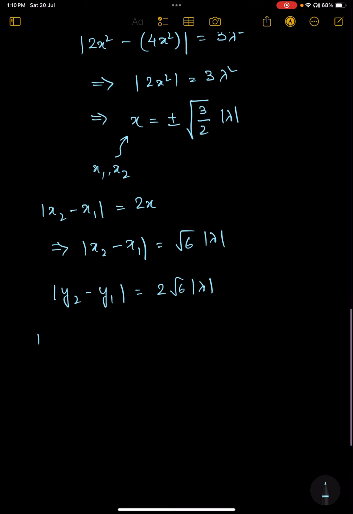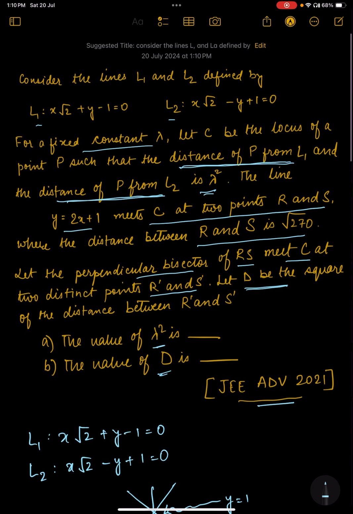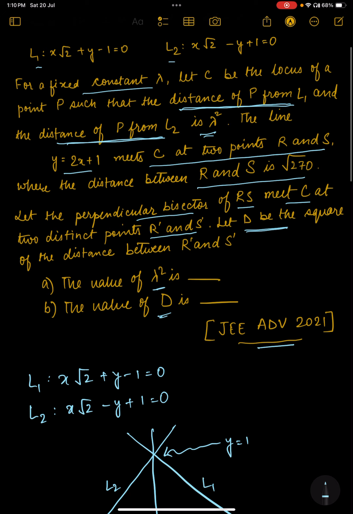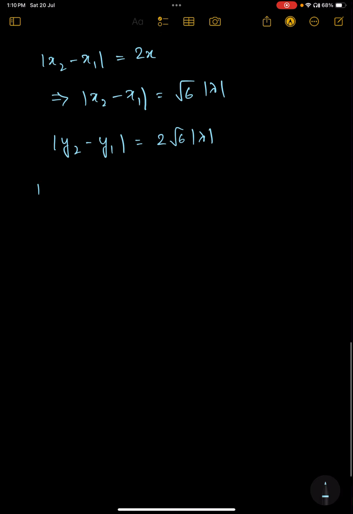Now, going back to the question, we have that the distance between R and S is given to us as root 270. So the distance between R and S is given to us as root 270. So RS whole square is equal to 270.